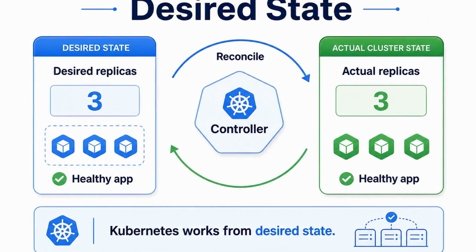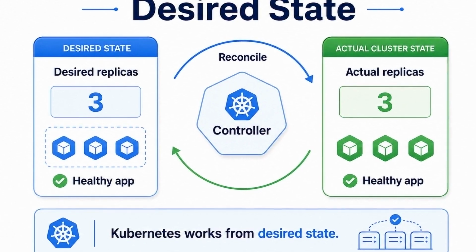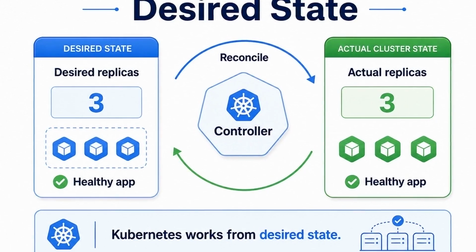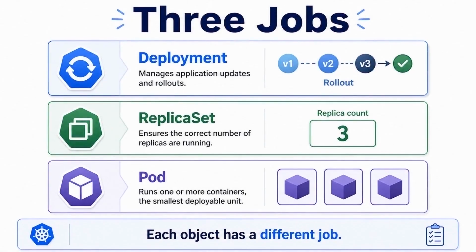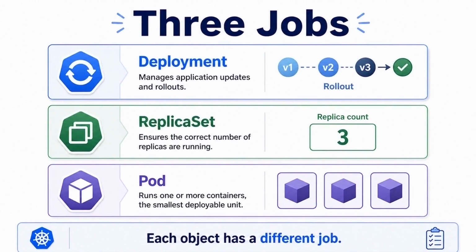The payoff is desired state. Kubernetes compares what you asked for with what is running, then controllers close the gap. The confusion usually starts when people treat deployment, ReplicaSet, and pod as interchangeable. They are not. A pod runs the workload. A ReplicaSet keeps the number of pods correct. A deployment manages version changes and rollout intent.